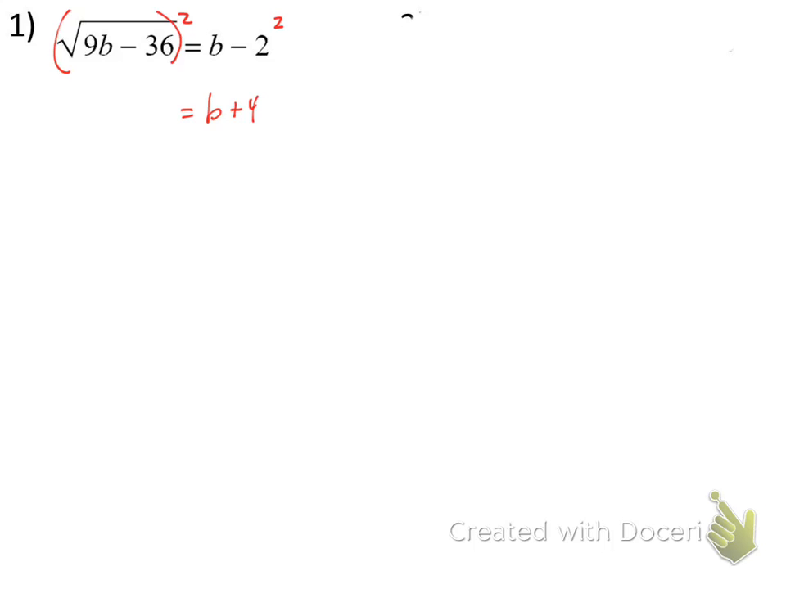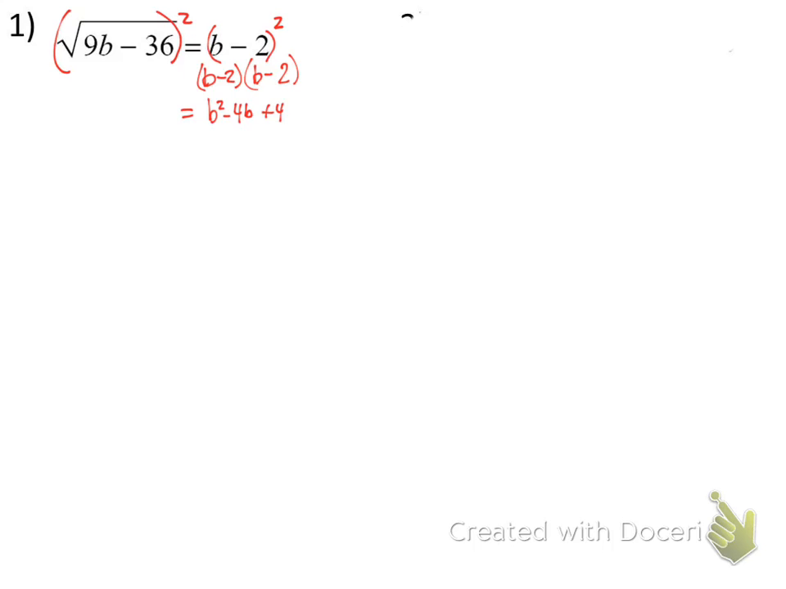Is this the right answer? No, that is incorrect, right? And it's not b squared plus 4 either. It's b minus 2 times b minus 2, right? b minus 2 times b minus 2 is b squared minus 4b plus 4, right? Did y'all see that? What's b minus 2 times b minus 2? It's just like saying b minus 2 times b minus 2. Do y'all see this now?